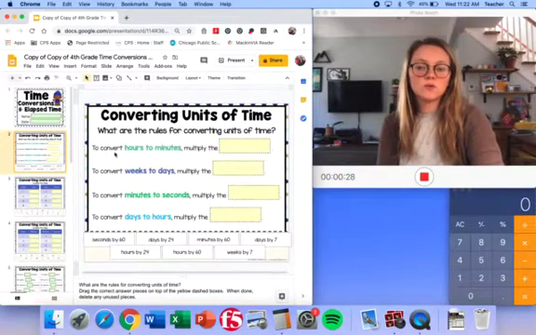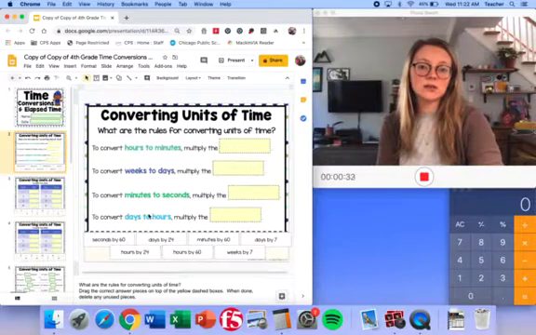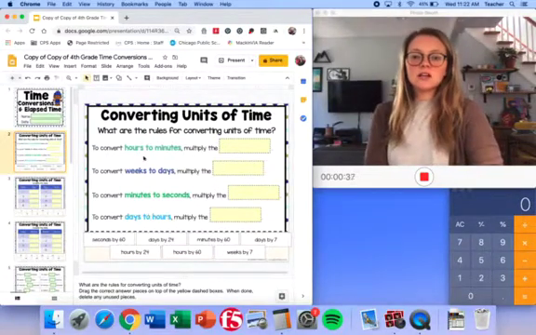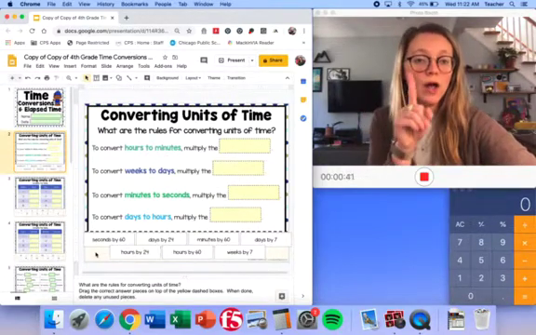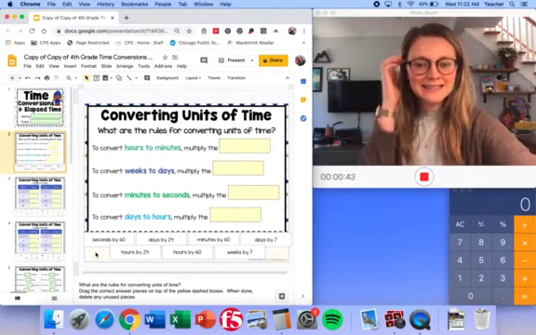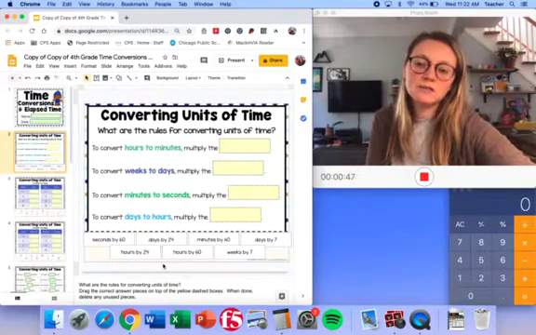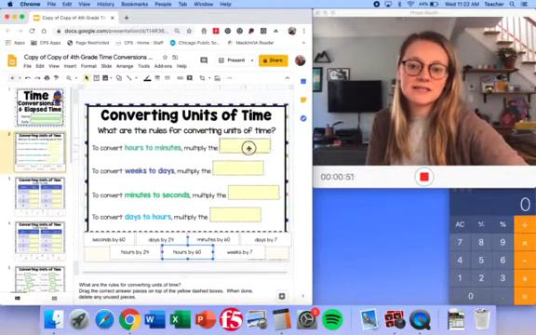So we have some rules that I would like to establish. These are the notes. This slide are the notes that you're going to put into your notebook. So, to convert hours to minutes, 1 hour contains 60 minutes. So you are going to multiply the number of hours by the number 60.